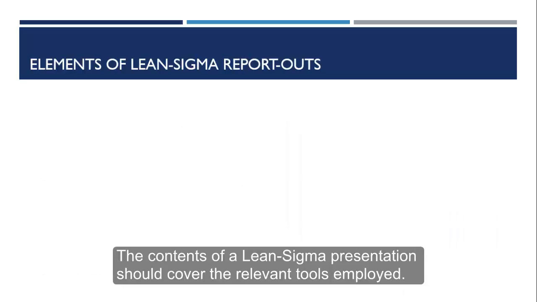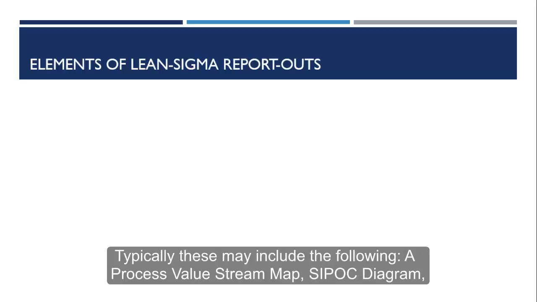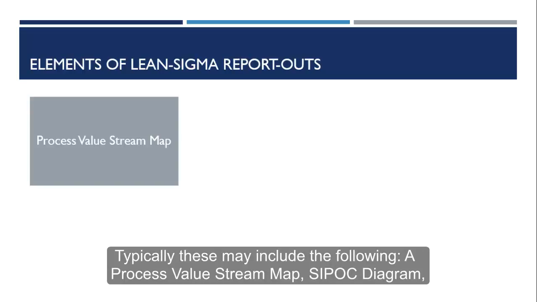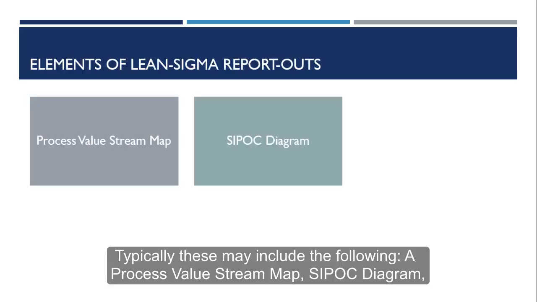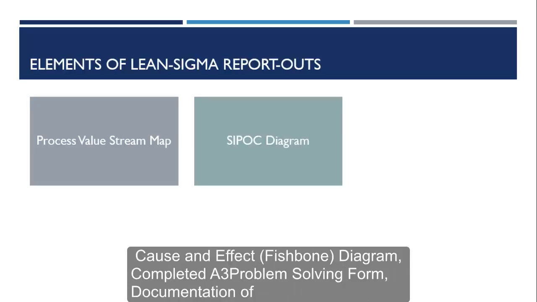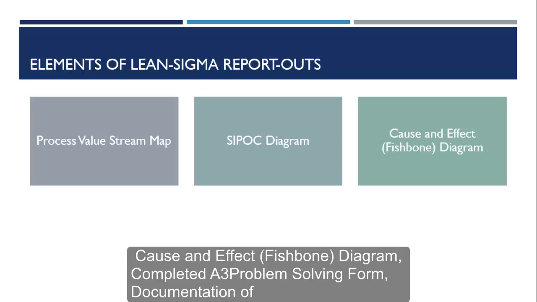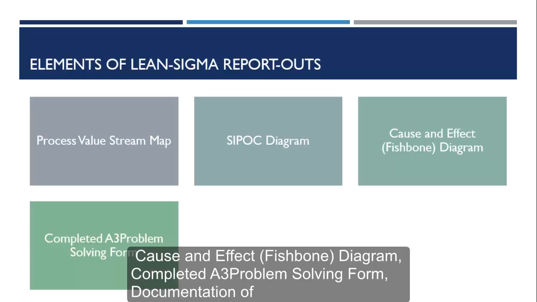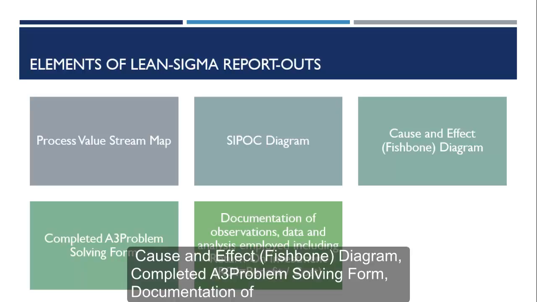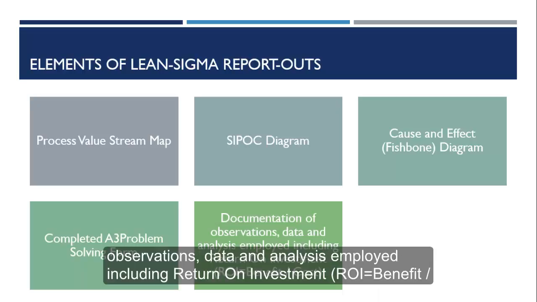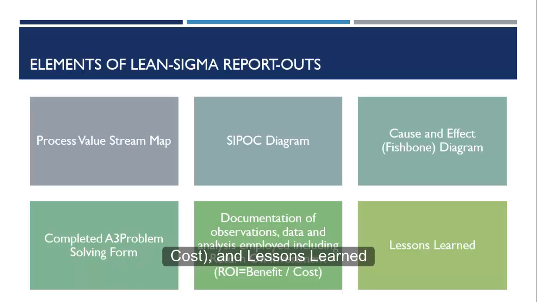The contents of a Lean Sigma presentation should cover the relevant tools employed. Typically, these may include the following: a process value stream map, a SIPOC diagram, a cause and effect or fishbone diagram, a completed A3 problem-solving form, documentation of observations, data, and analysis employed, including a return on investment, and lessons learned.